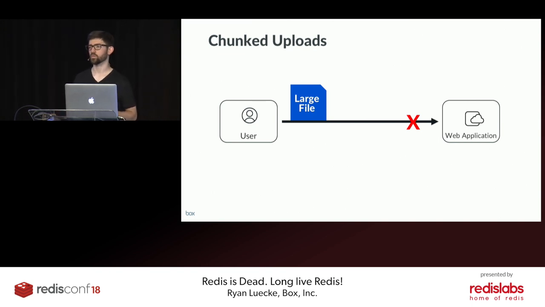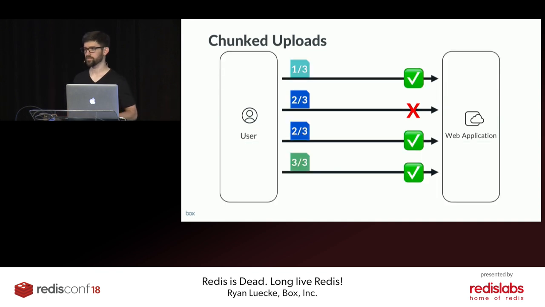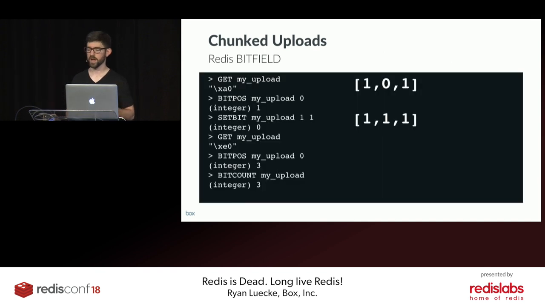So we can't upload one large file on a single connection. We need to split it up. So one way to do that, you can split up a file into chunks. Upload each chunk, could be in parallel. And then when a chunk fails to upload, retry it. Now there's also some processing that needs to happen on the back end at Box, processing each chunk. And this is a distributed system, so we need a way to track progress. And luckily, there's a very, very space-efficient way to do that in Redis.